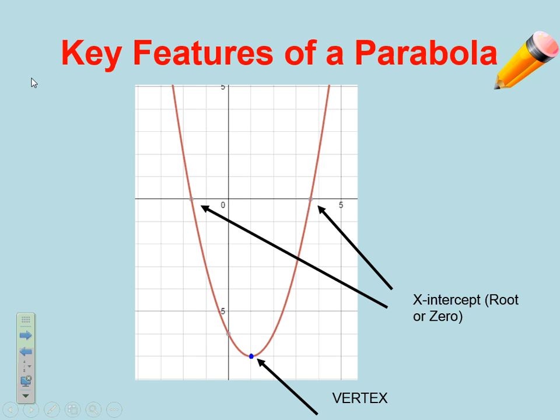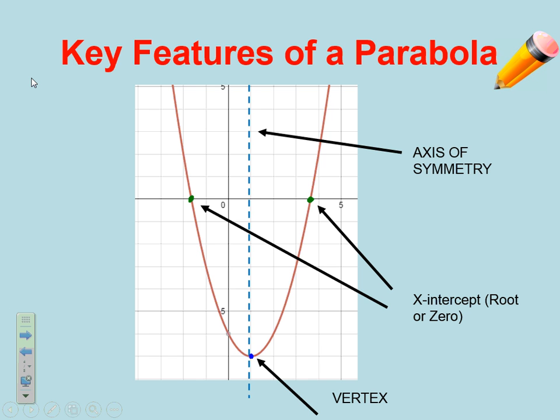Then we have x-intercepts. Okay, they're also called roots or zeros in this chapter a lot, but there are x-intercepts where it crosses the x-axis. So right here and right here. So those are our two x-intercepts.